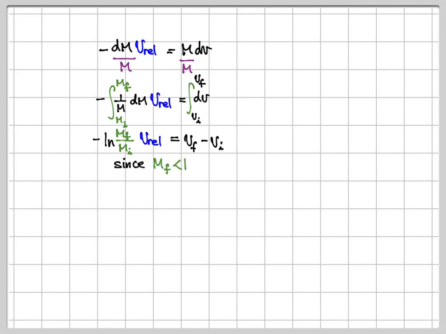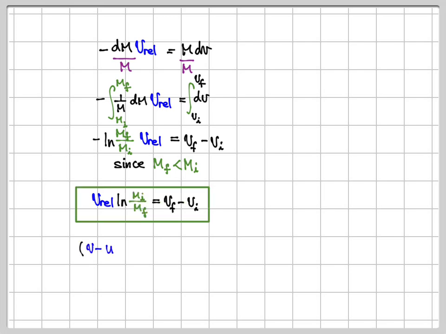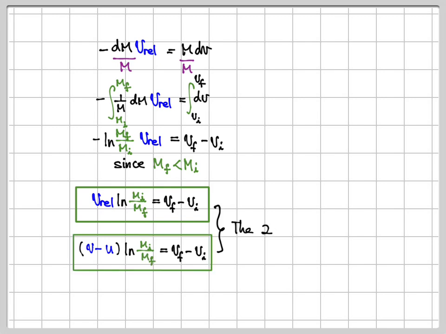Since the final mass is less than the initial mass, we can switch final mass and the initial mass in the equation. So v relative is v minus u. And this is the second rocket equation. We successfully derived two rocket equations.